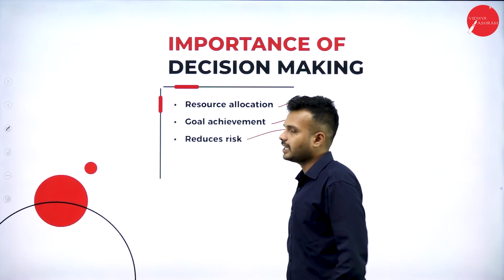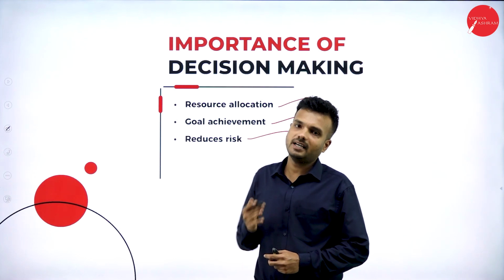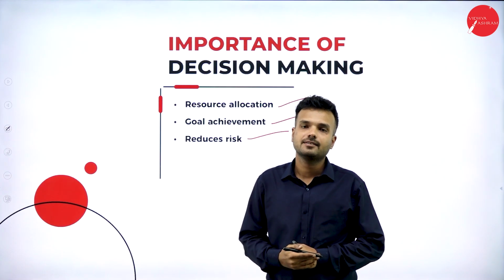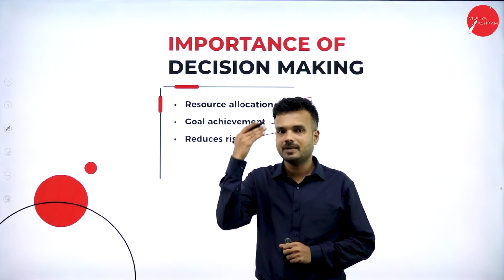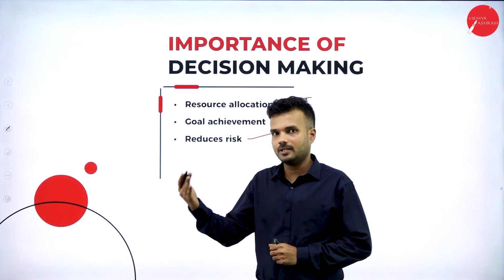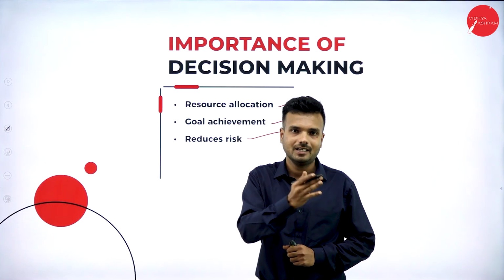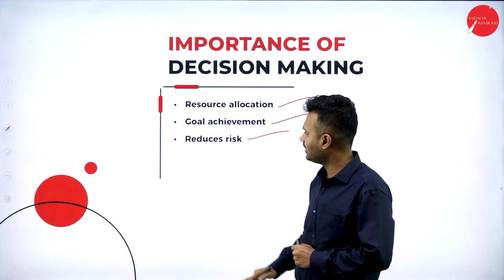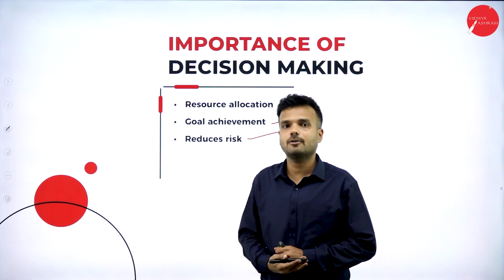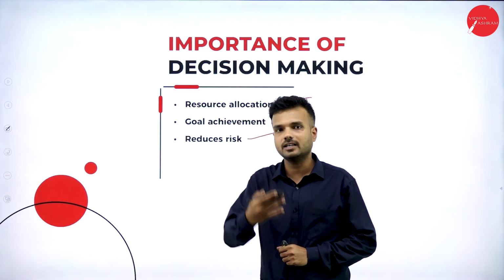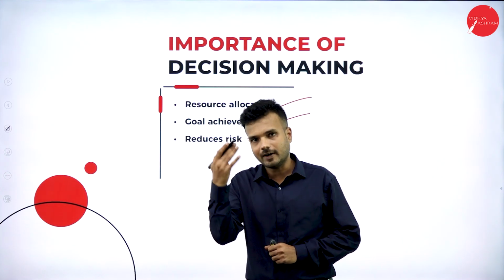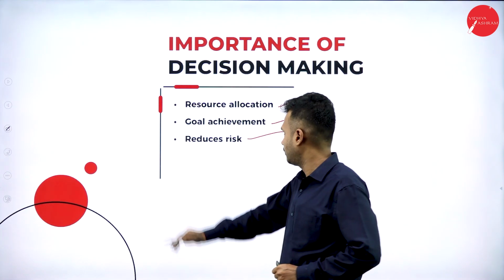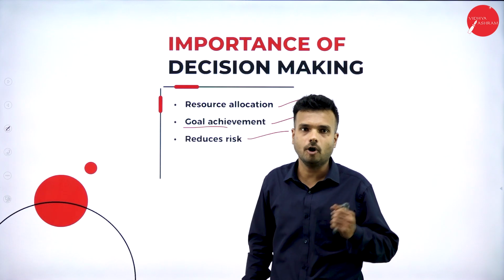Reduces risk of uncertainty. Decision making reduces the risk of uncertainty in every organization. If we take a right decision based on a proper plan, it leads to success, and a wrong decision leads to failure. So we are supposed to make the right decision at all levels of management, for all the functional areas of management, to accomplish the goals or objectives of the organization.